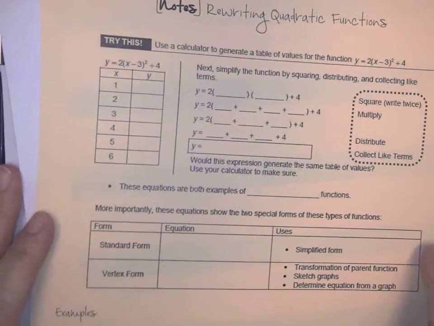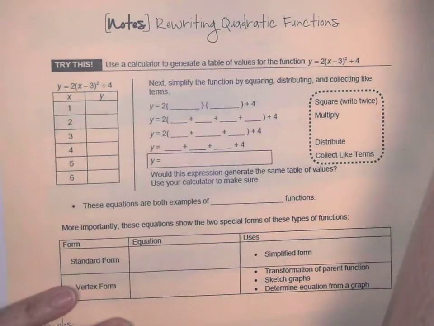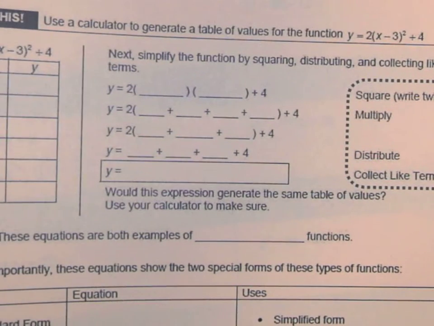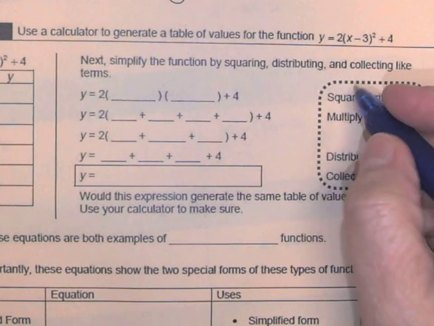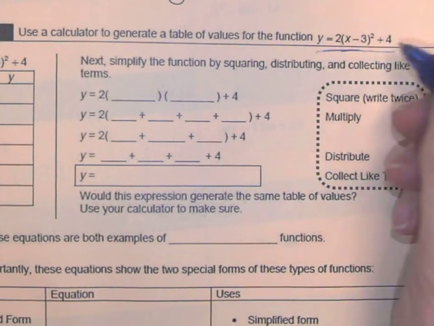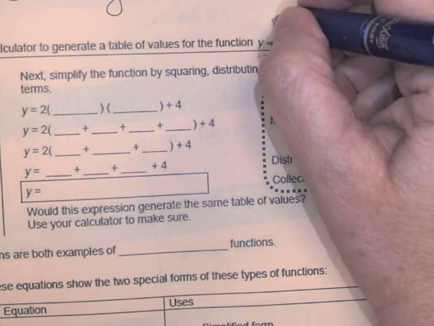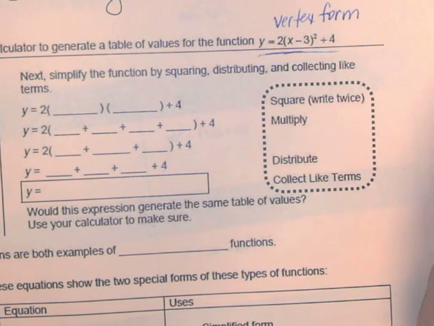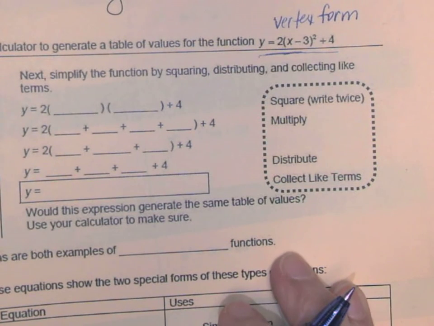We have looked at quadratic functions, so I'm not going to do everything this notes page says, but the main thing is you have this function right here in what is called vertex form. We'll talk about that more tomorrow, but this is called vertex form. So I want to rewrite this in what's called standard form.